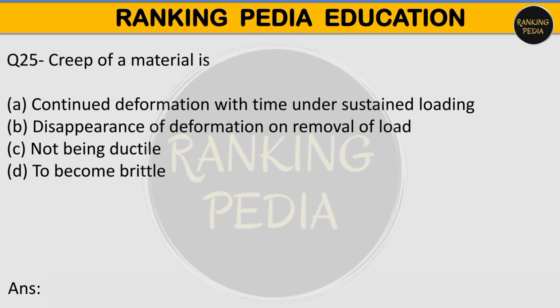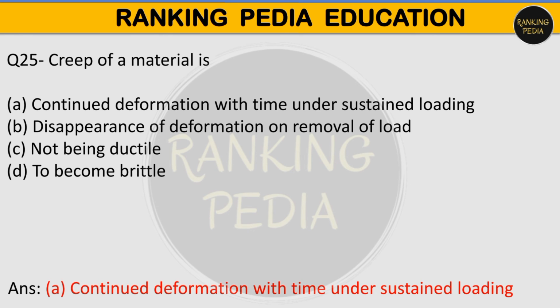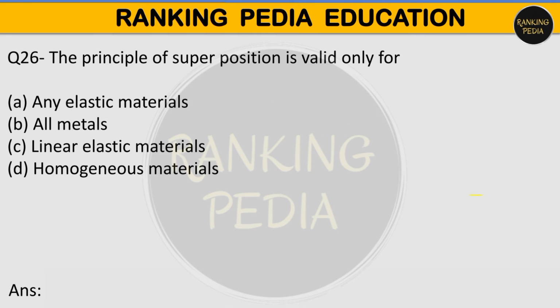Next question is, creep of a material is, your options are: A, continued deformation with time under sustained loading. Option B is disappearance of deformation on removal of load. Option C is not being ductile, and option D is to become brittle. So creep of a material is continued deformation with time under sustained loading. That is your option number A is correct.